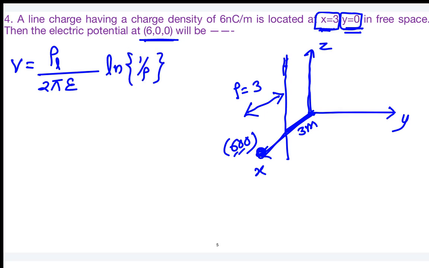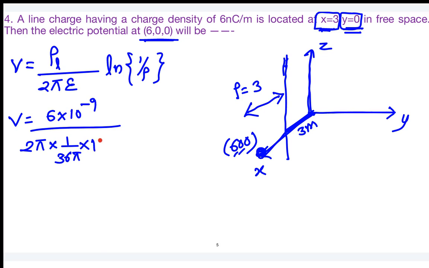Everything is given, you can substitute. So rho L is 6 into 10 power minus 9 and 2 pi epsilon, where epsilon is 1 over 36 pi into 10 power minus 9 because of free space. And ln of 1 by rho will be ln of 1 by 3. So you can do the simplification and tell me the answer.